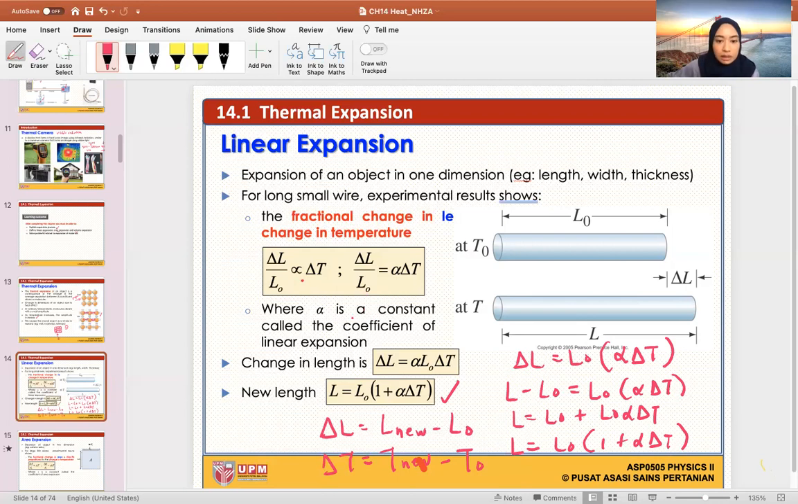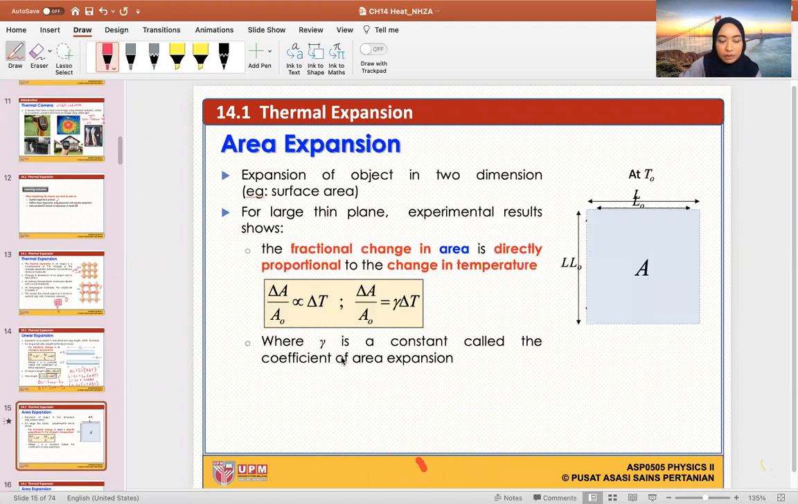What is alpha? Alpha is the constant. It does not change for an object. It is called the coefficient of linear expansion. Okay, contohnya, kalau alpha untuk iron is 10, semua iron 10. Kalau alpha untuk copper is 12, semua copper is 12. It depends on the material. Tak apalah, korang tahulah kan, alpha is a constant but depends on the material.